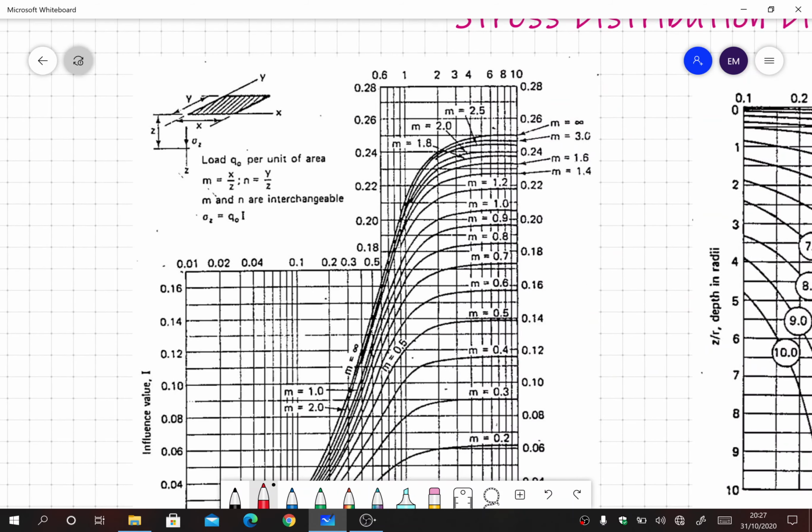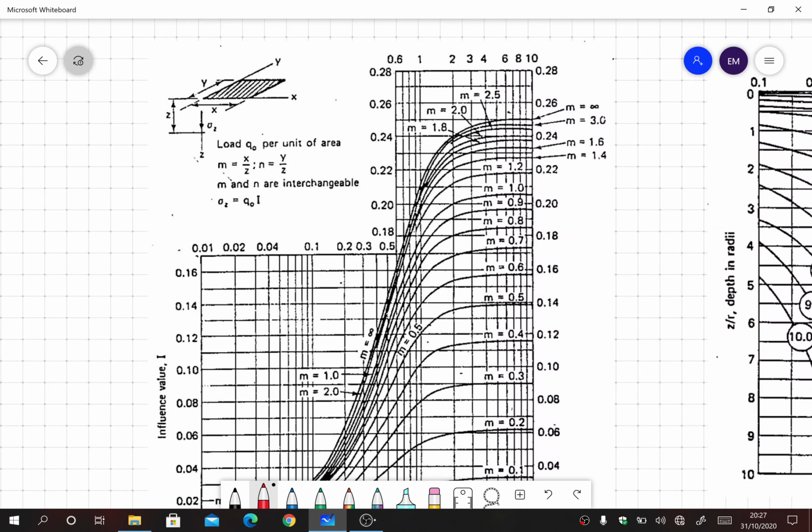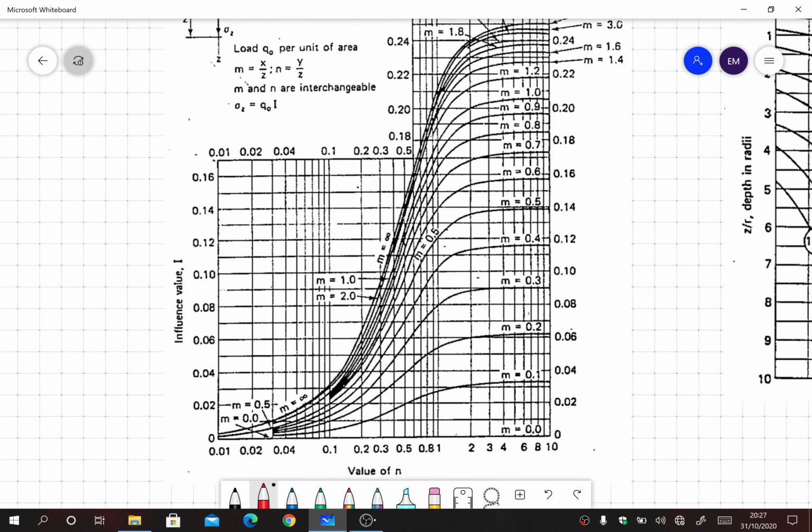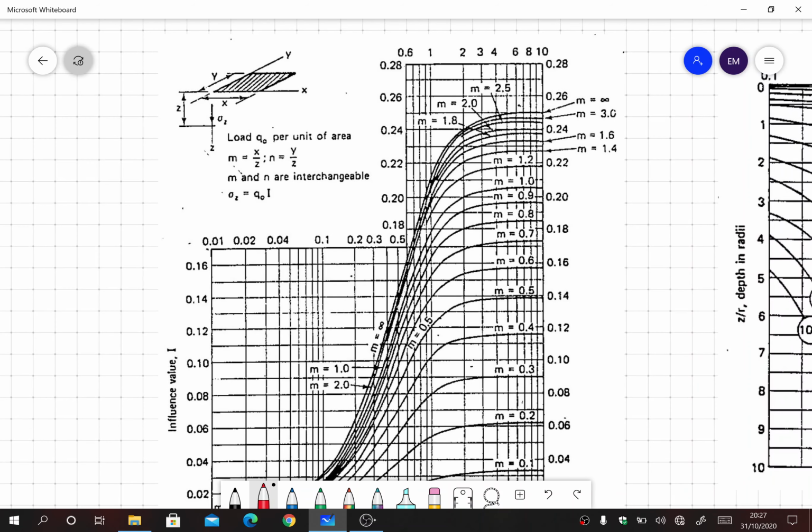So for example, this first graph here will help us find the effective stress due to the loaded area. We call that a UDL, or a uniformly distributed load.